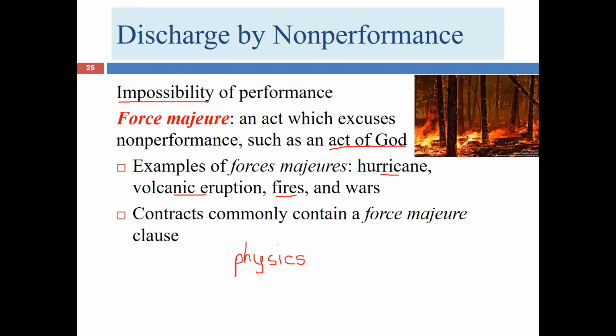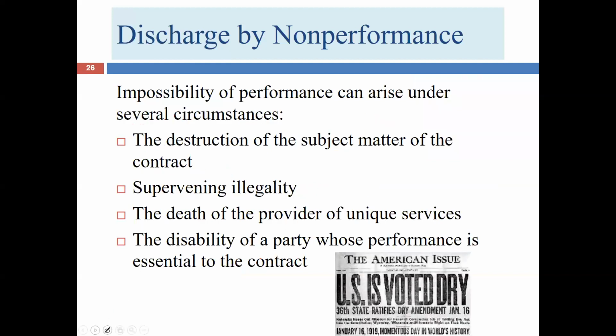So again, we're talking about physics. Is it possible to perform? But let's consider the next level. Or actually, here we've got some situations where there's impossibility. Destruction of the subject matter of the contract. A classic example of this would be the barn has been blown away by the tornado.